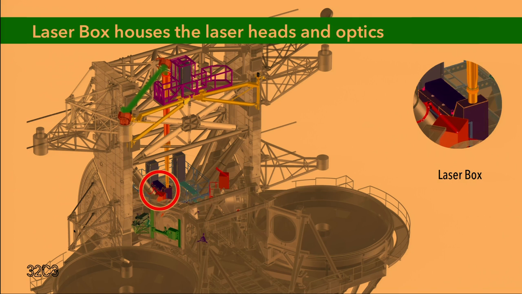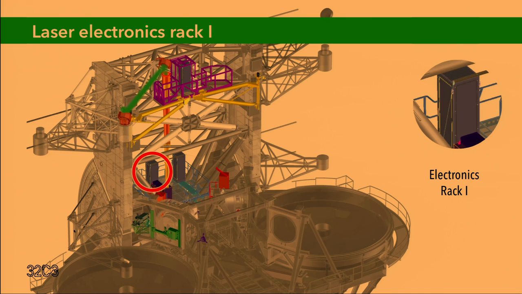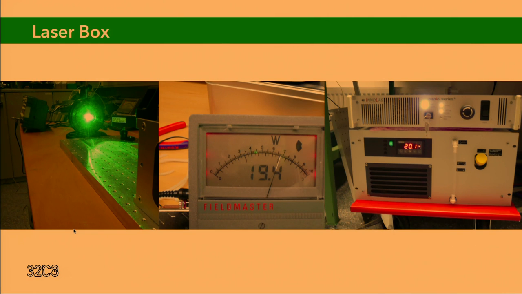That's where the laser box is located. Just next to it is the electronics rack. How does this thing look? So that is one of our lasers. It's about 20 watts. Don't get your finger in there. It really hurts. And there's a mandatory annual laser training, of course.